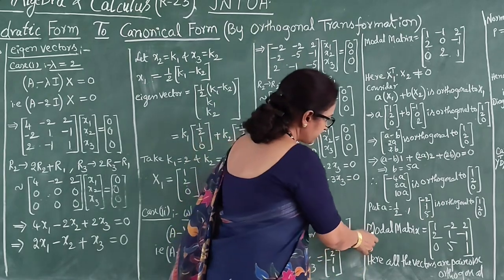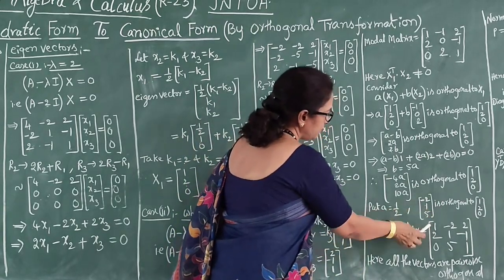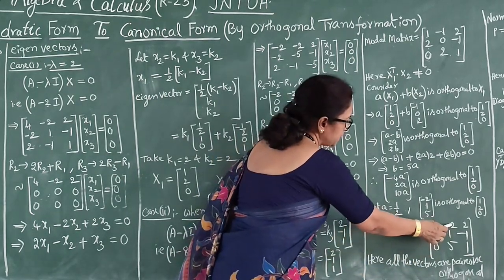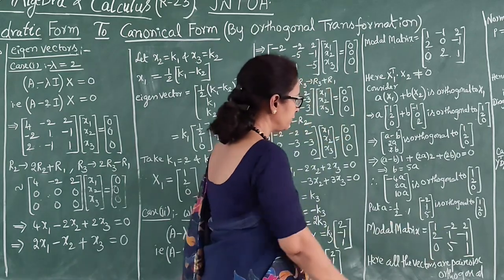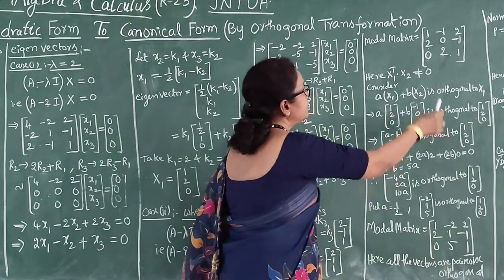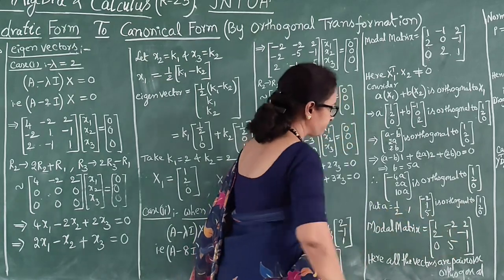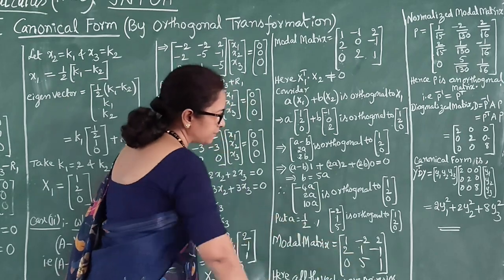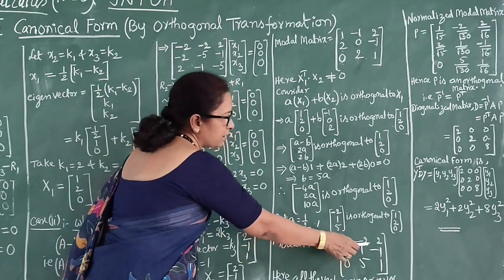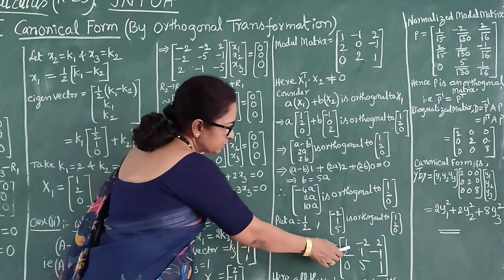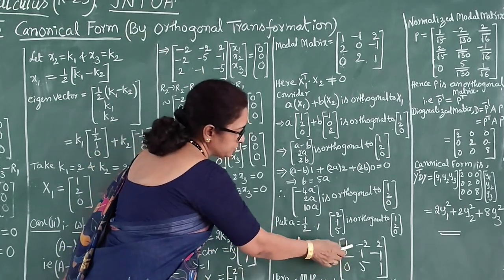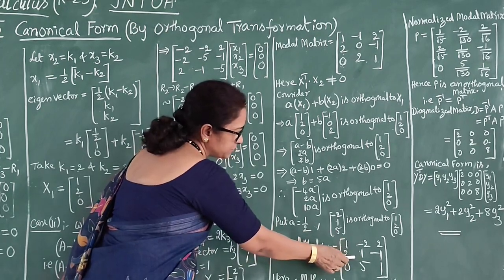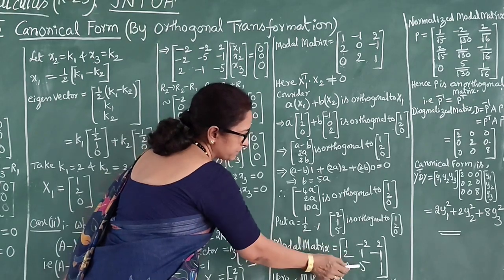Now I am writing here model matrix is equal to first vector 1, 2, 0 and the second vector minus 2, 1, 5. This is the new vector, and the third one is 2, minus 1, 1. Check whether these three vectors are pairwise orthogonal or not. If you take x1 transpose dot x2, 1 into minus 2 plus 2 into 1, minus 2 plus 2, 0 plus 0. So these two are pairwise orthogonal.